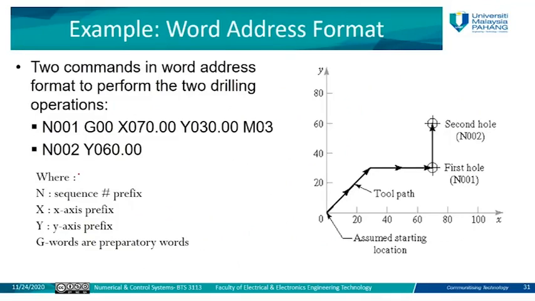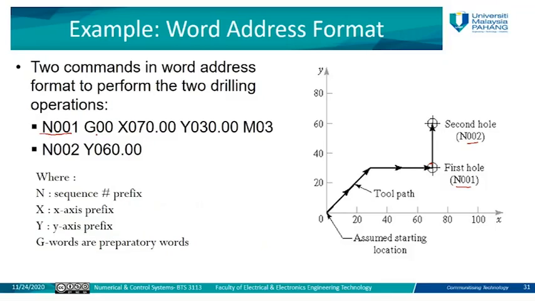This is an example of how to write the code for movement for a drilling operation. So when we say drilling operation, as we said before, we have, for example, two points. This is the first point, point 1, N001, and here we have the second point, which is N002. The command that we are going to use to make the first hole is in the line N001. So I go to N001 here, and how do I write the command to make this hole?